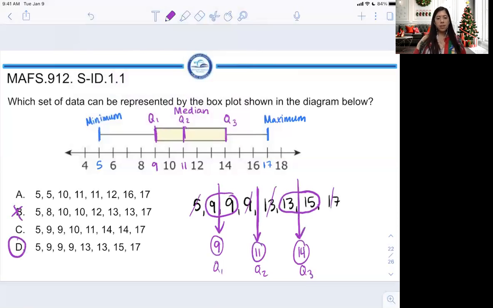Questions on how to find Q1, Q2, or Q3? Now it's going to be different depending on how many numbers are in the set, because sometimes when you have an even number of numbers, we gotta be careful. So we'll do another example in the next slide.